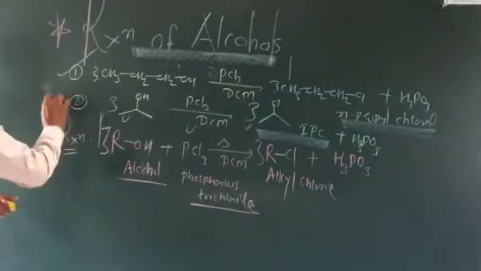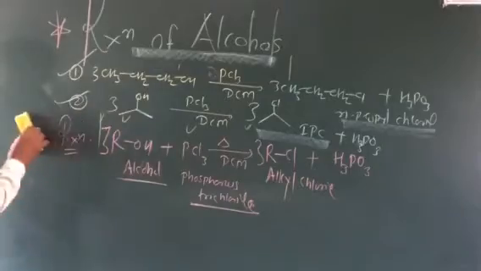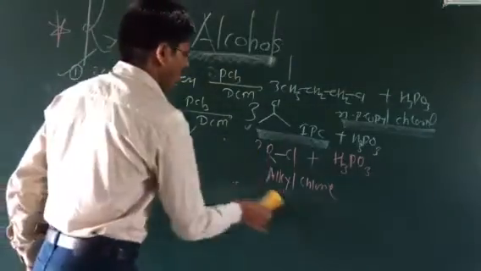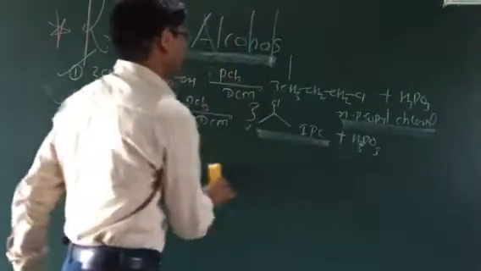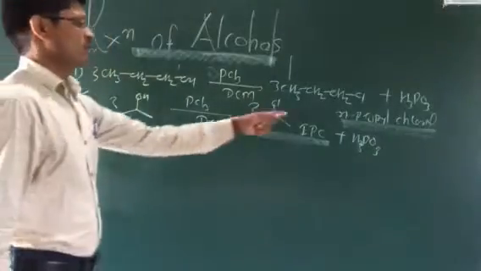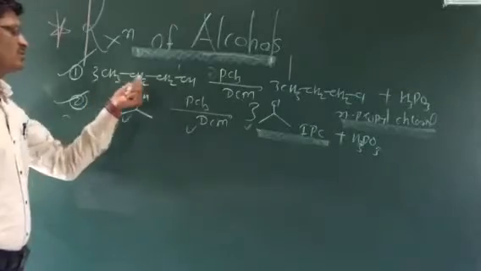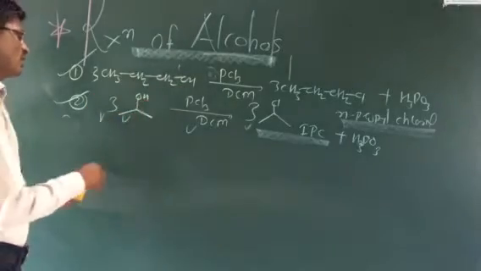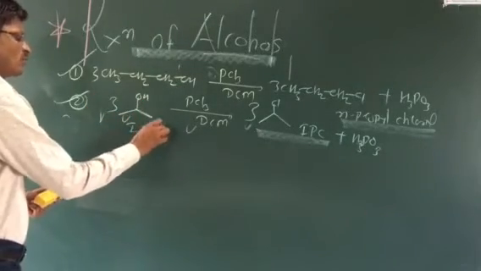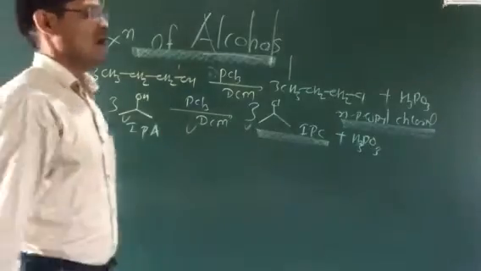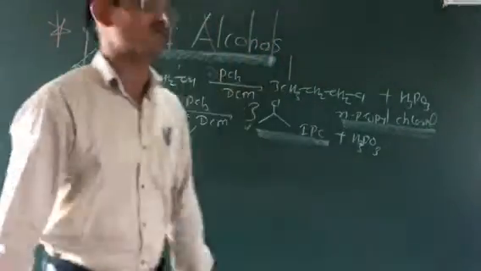So this is the reaction: formation of alkyl chloride from alcohol. This is N-propyl chloride, and this is isopropyl chloride, starting from N-propyl alcohol and isopropyl alcohol. So this is one of the halogenating reagents, phosphorus trichloride.